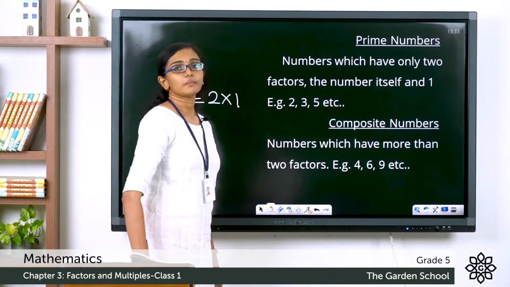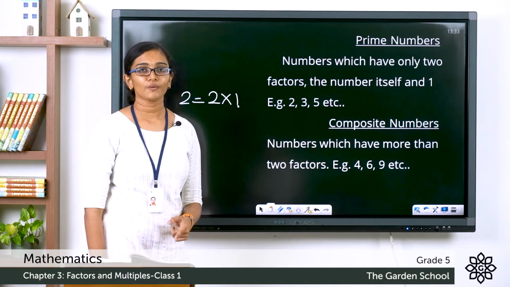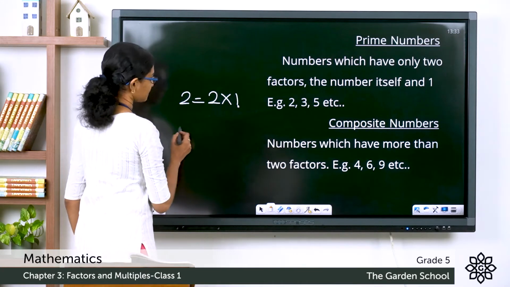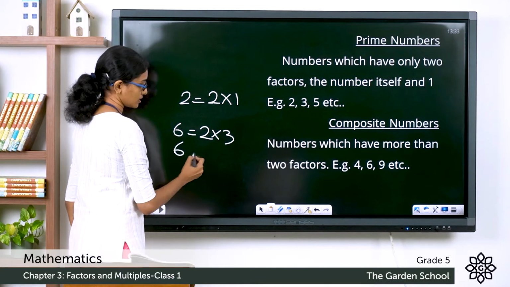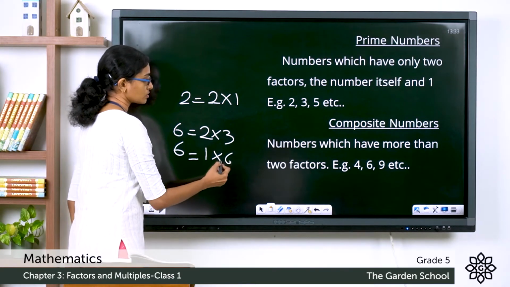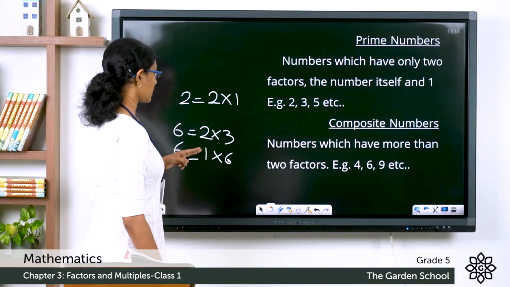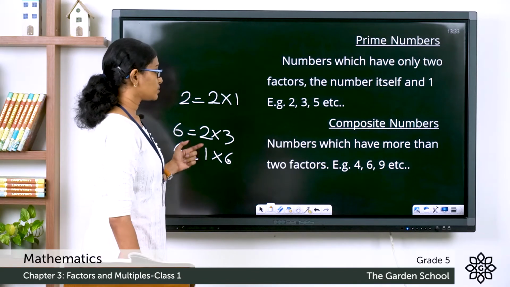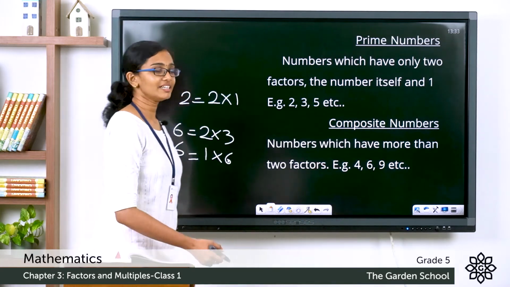What about composite numbers then? Composite numbers are the numbers which have more than 2 factors. See this example, 6. 6 is equal to 2 into 3 or 6 is equal to 1 into 6. So, it has more than 2 factors: the number itself, the number 1, and 2 and 3. So, we say the number is composite. Clear?